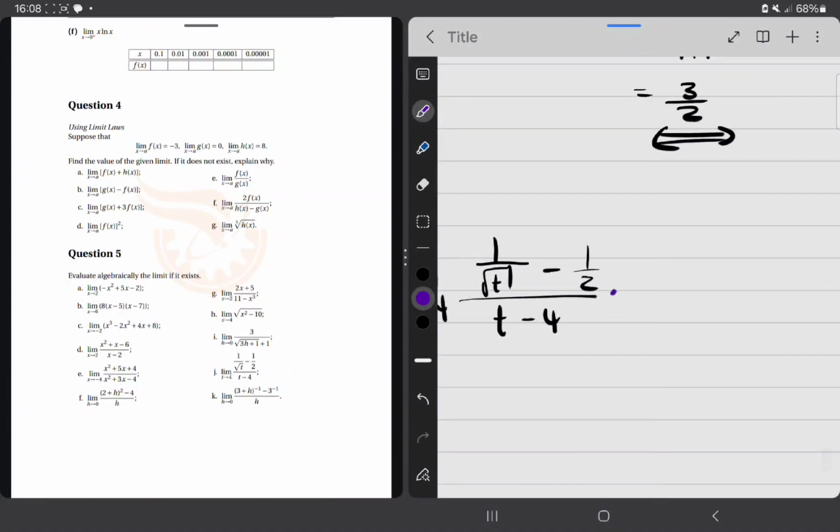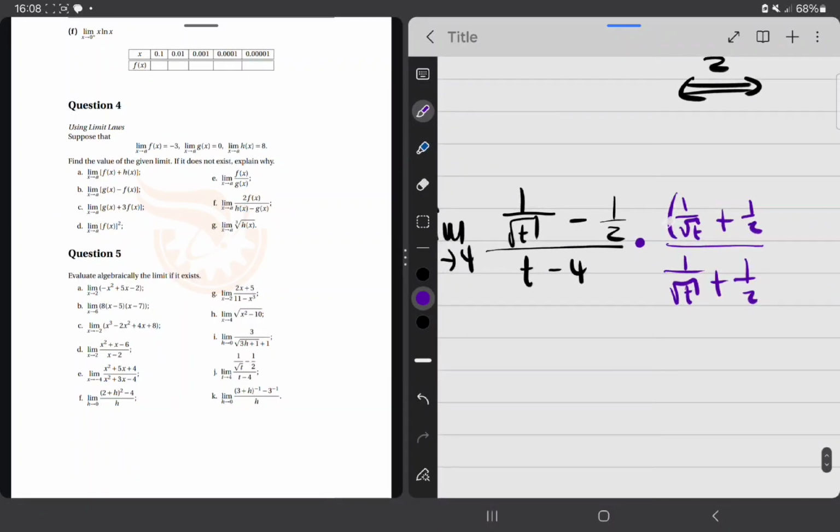So what are we going to do? We have a radical here. Rationalize, my friend. Rationalize. How do you rationalize? You multiply by the exact same thing, but just change the sign between them. And you multiply both the top and the bottom. So it will be 1 over root t plus a half. That's what we are multiplying by.